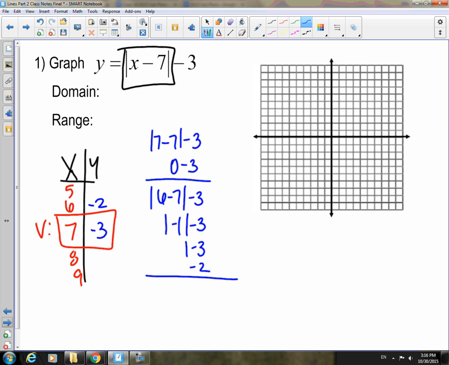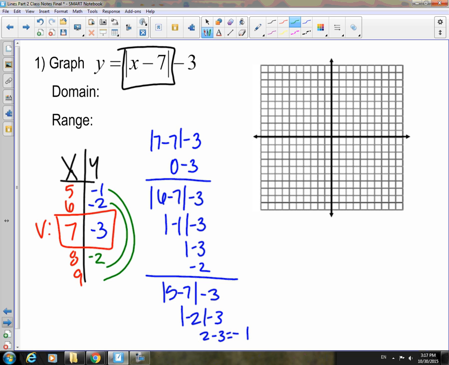And then I'll go ahead and do 5. So now I've got the absolute value of 5 - 7, minus 3. So the absolute value of -2 minus 3. So that gives me 2 - 3, which is -1. So now I can reflect those values around, remember, because the vertex is in the middle. So 6 will reflect over with 8, so that gives me -2. And the 5 will reflect over to the 9, so -1. So now all I need to do is plot my points. So I've got (7, -3).